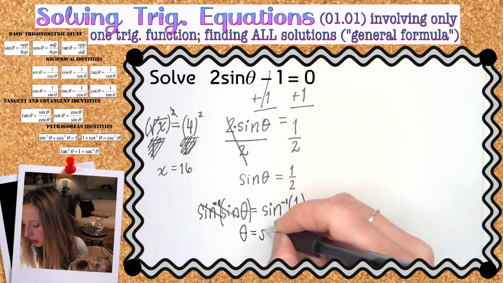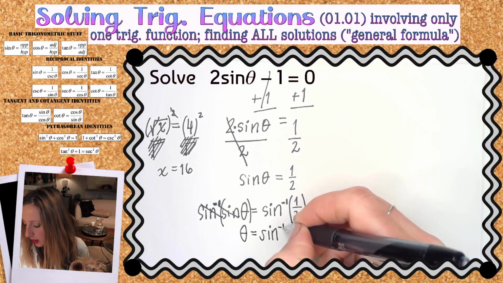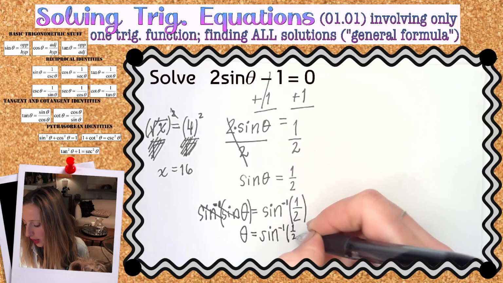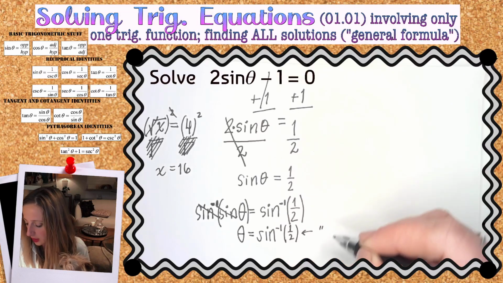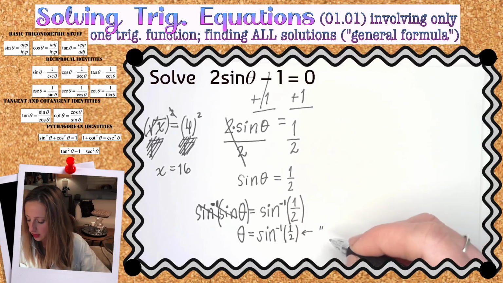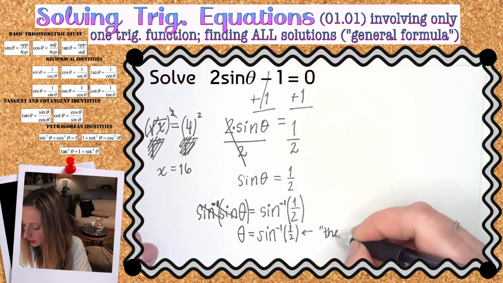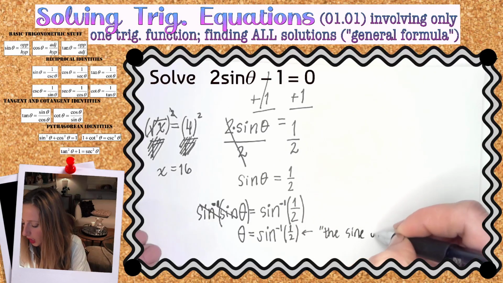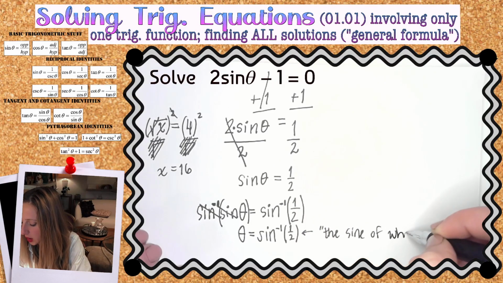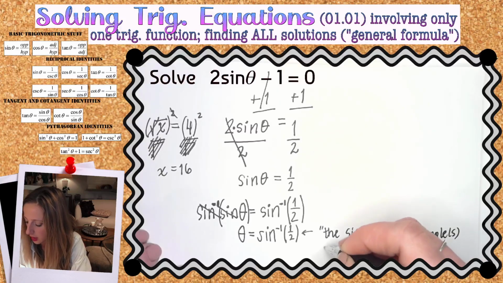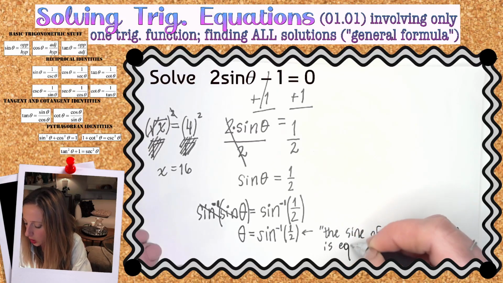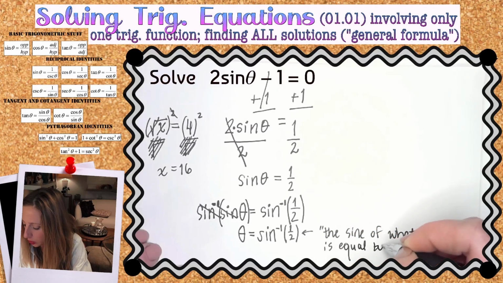And then how do you read this sine inverse of 1/2? How do you read that as a question? Well, that's saying to you that the sine of what angle, and really angles, is equal to 1/2.